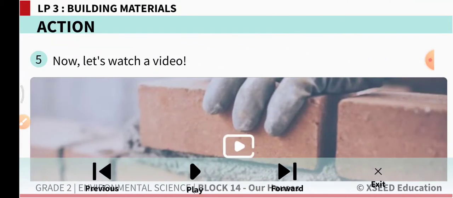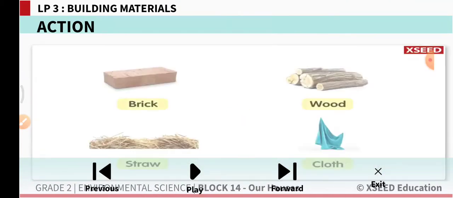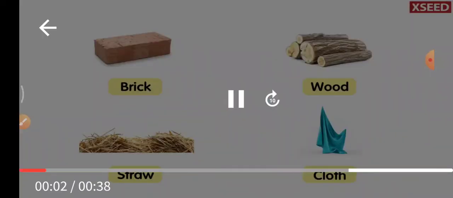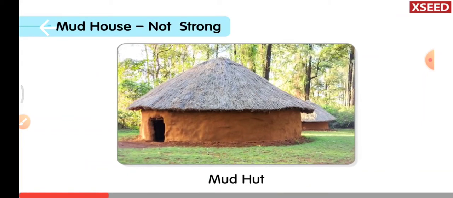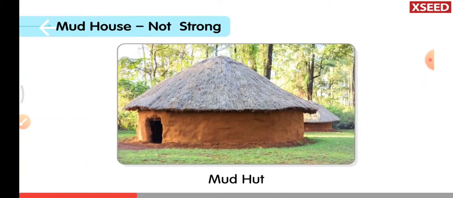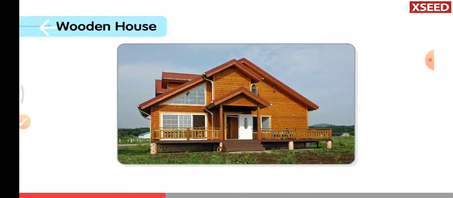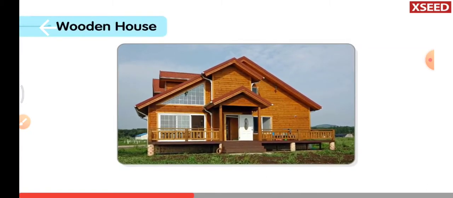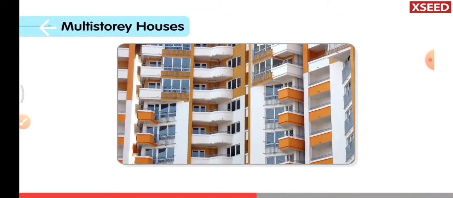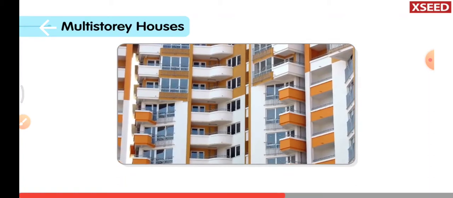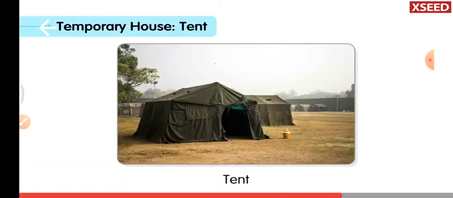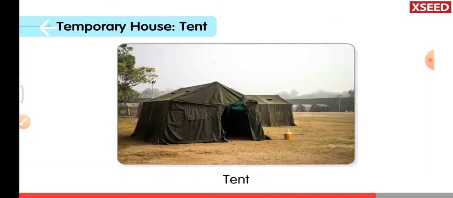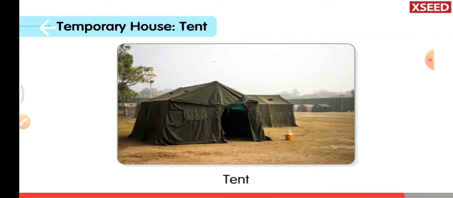Houses are made of different materials. Mud keeps the house cool when it is warm outside. Wood keeps the house warm during winters and cool during summers. We use brick, cement, sand and steel rods to make multi-story houses strong. We make tents using cloth, which makes them easy to fold and carry.